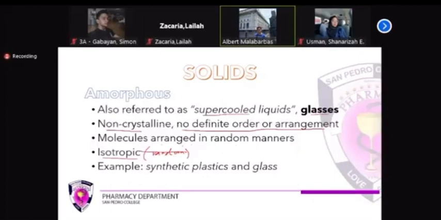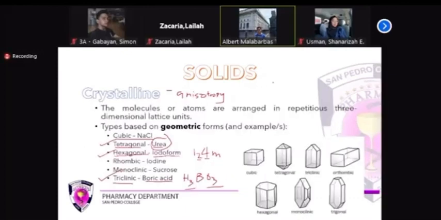When we say isotropic, sorry, my definition was wrong. It exhibits uniformity in all directions. Uniformity in all directions. Amorphous. Okay? Whereas for crystalline, which is anisotropic, it exhibits non-uniformity or dependence in direction. So, it differs depending on direction when it is crystalline.